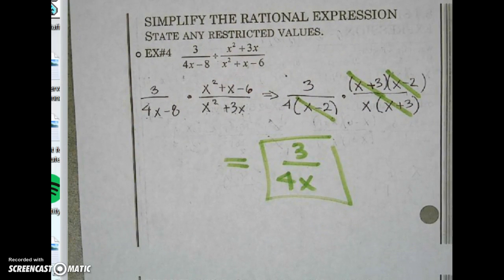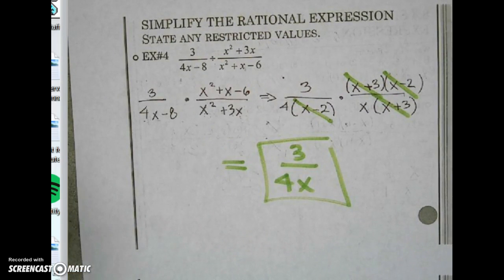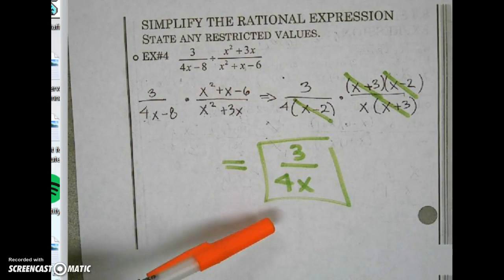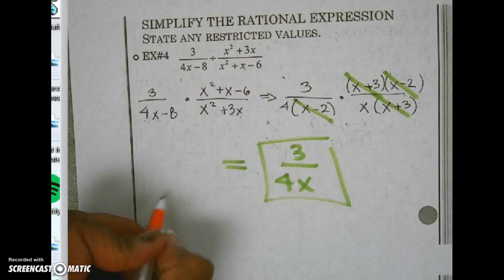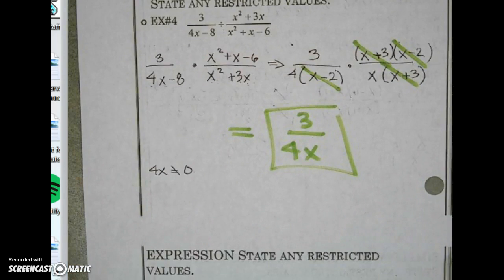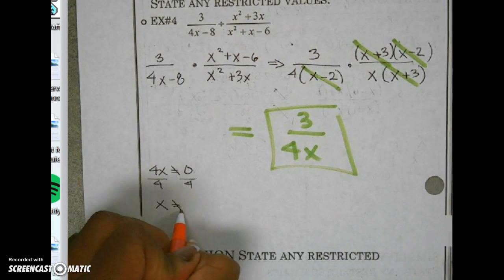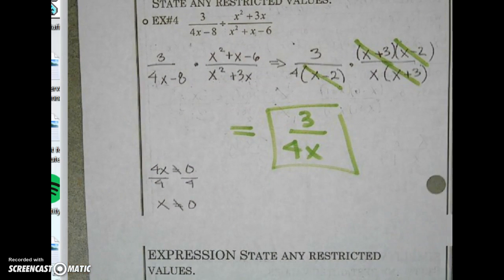And right now, what I am realizing is that I did not do everything that they asked me to do. They asked me also to state any restricted values. So what would be the restricted values for this one? Well, basically, we have a problem with fractions when the denominator equals 0. So for this problem right here, we say 4x cannot equal 0, because the denominators can't equal 0. So you divide by 4, divide by 4. So x cannot equal 0. That's a restricted value.